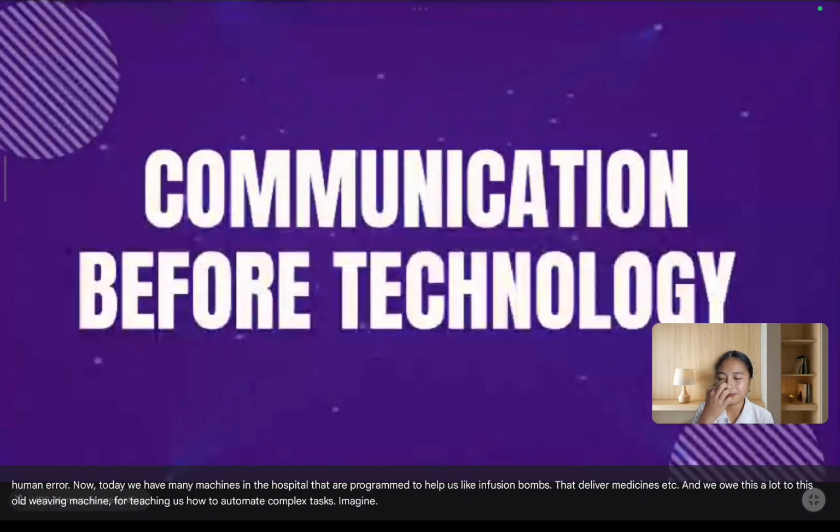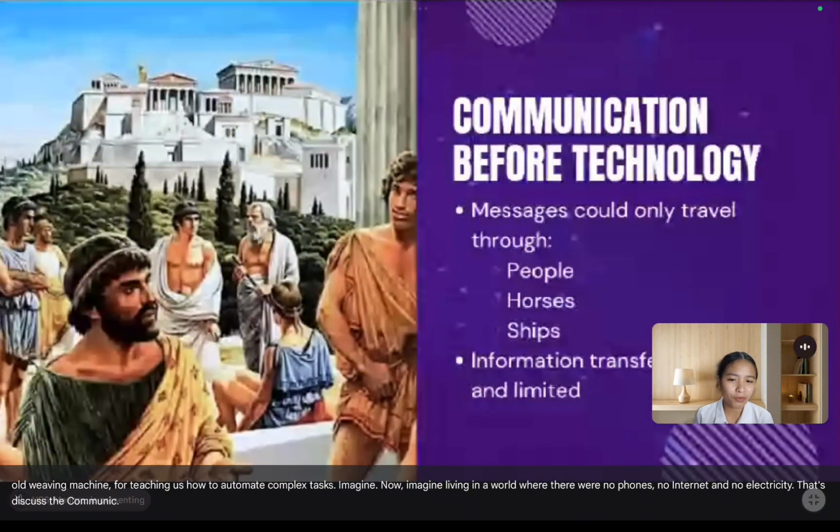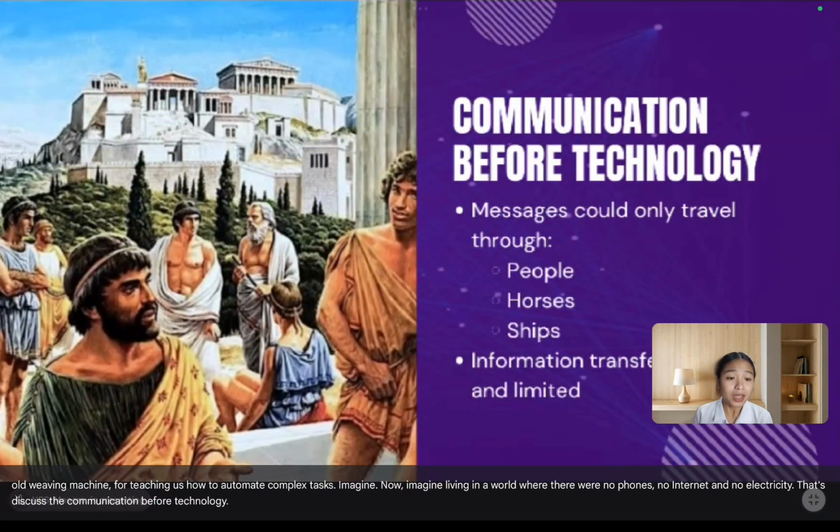Imagine living in a world where there were no phones, no internet, and no electricity. Let's discuss the communication before technology. Before the 1800s, this was the reality of everyone. There were no phones, there was no internet, and there was no electricity.